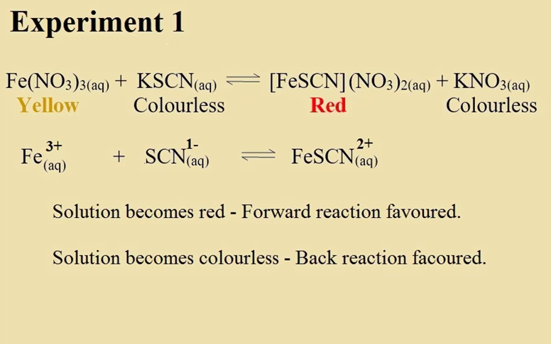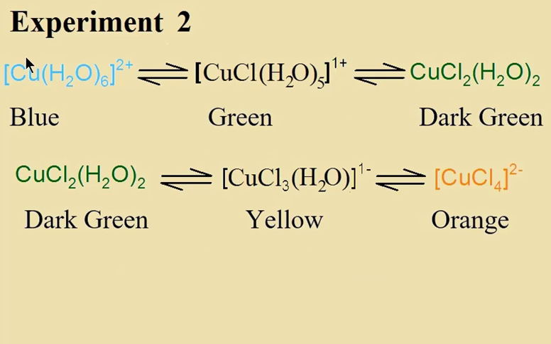Let's look at experiment number 2. It's the copper hexahydrate, which is blue, turning into the copper chloride pentahydrate, then eventually the copper dichloride dihydrate, and from there the copper trichloride hydrate, and finally the copper tetrachloride. A 5-step reaction for the second system.